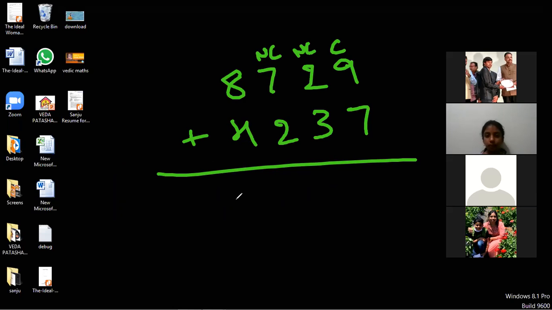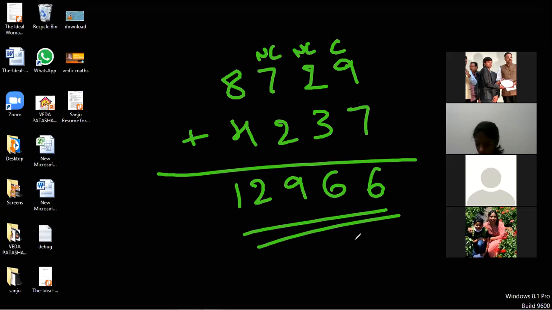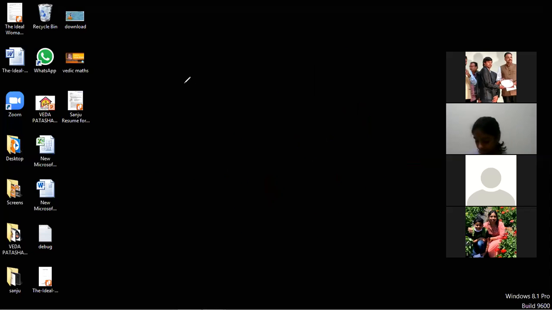So 8 plus 4. For the first pair you have to write the entire answer, 12. I am writing 12 as it is because the next pair is non-carry. 7 plus 2 is 9, non-carry. The next pair is also non-carry, 9. 5 is non-carry, it is 6, so 5. The next pair is a carry combination, so I have written 6 instead of 5. And 9 plus 7 is 16, so 6. This is the answer. Understood?